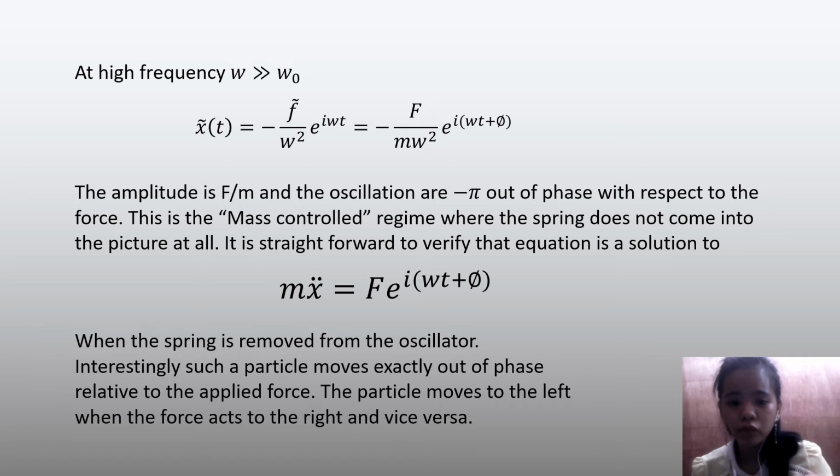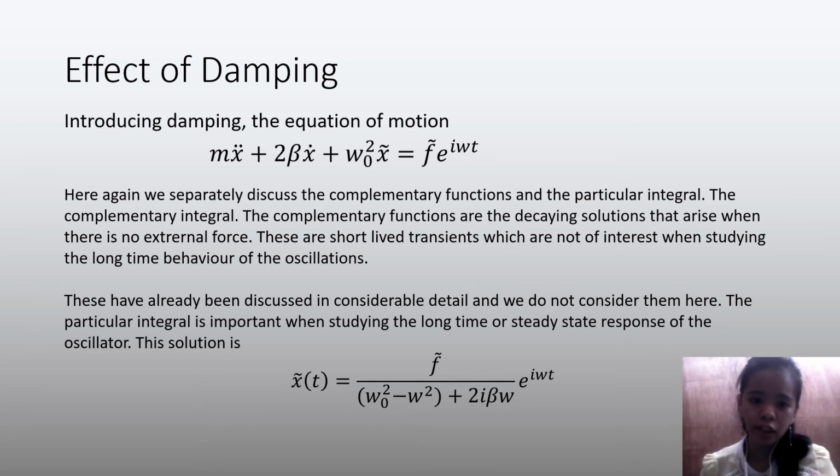When the spring is removed from the oscillator, interestingly, such a particle moves exactly out of phase relative to the applied force. The particle moves to the left when the force acts to the right, and vice versa.